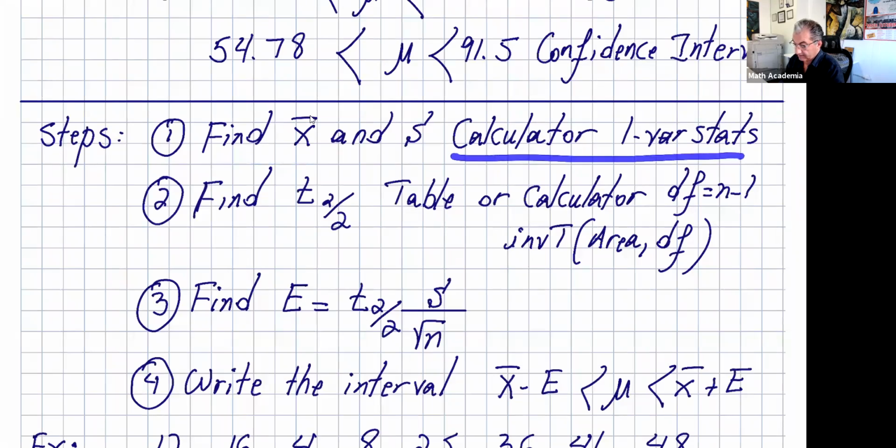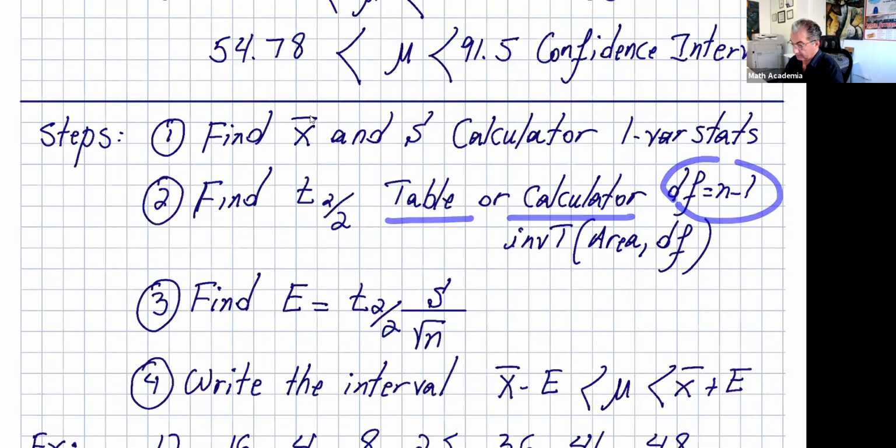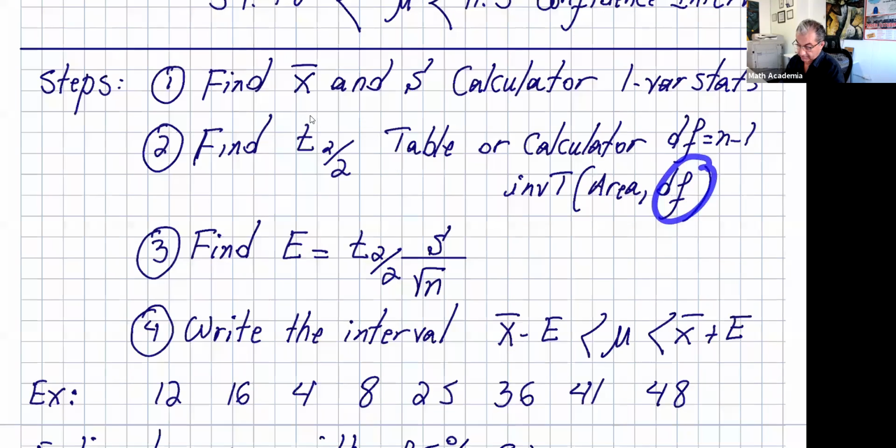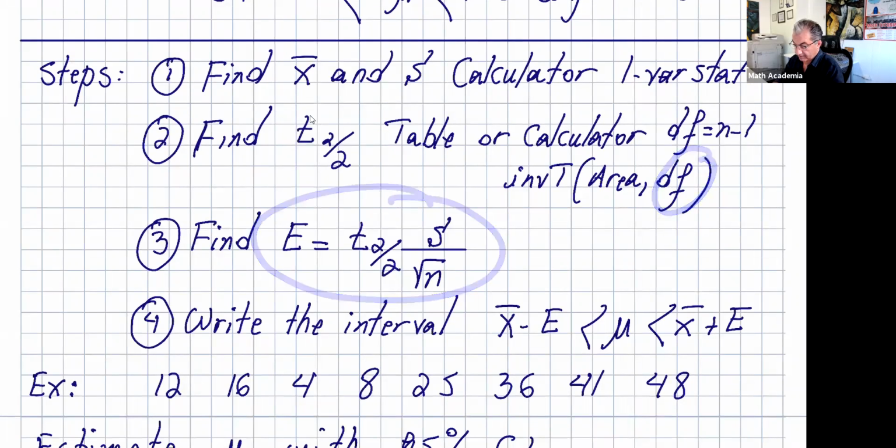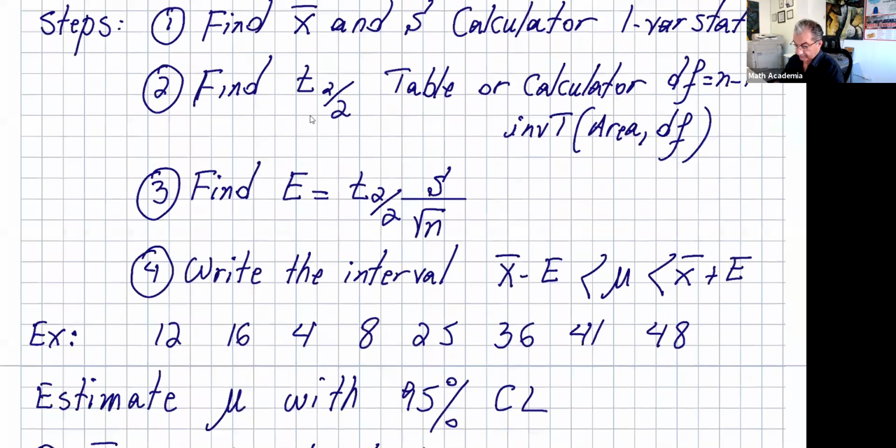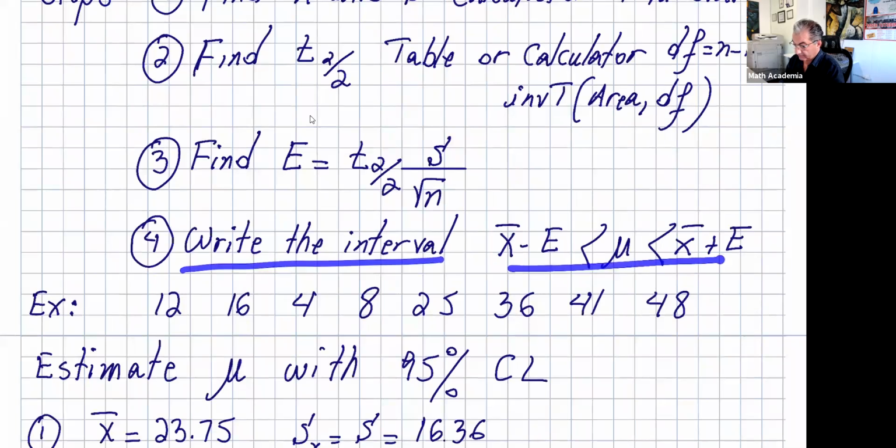Find x bar and s. For the calculator, it's 1-Var Stats. Find t sub alpha over 2. Use the table or calculator. Don't forget about the degrees of freedom. If you're using your calculator, it's inverse T. Type the area to the left of that value and the degrees of freedom. Use the formula, find the margin of error, and write the interval.